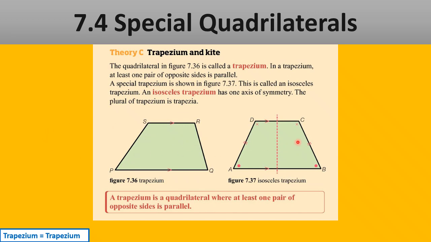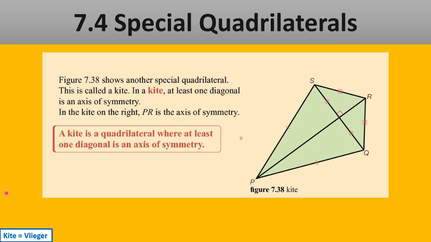Also, certainly for the isosceles trapezium, you sometimes have to use this property right here. If those two angles here are the same, for example, then those two angles here are as well. And last but not least, the kite, the vlieger.